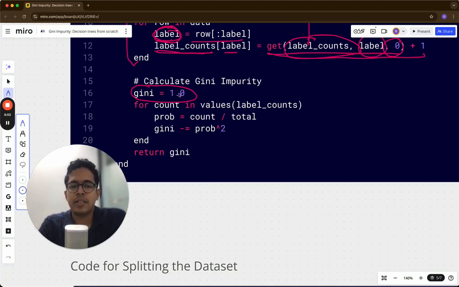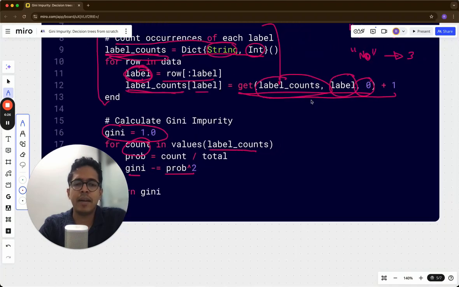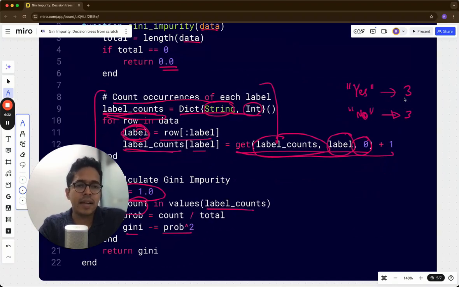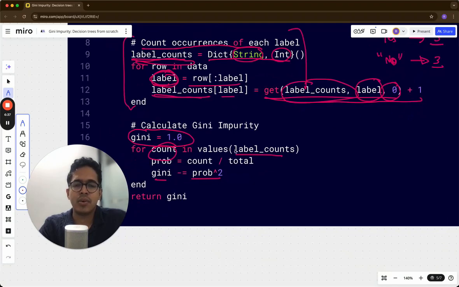And then Gini impurity is equal to 1 minus sigma pi square. So if the initial value is 1, then this will be 1 minus the probability square of whatever is the probability for that particular label. So the values in label counts mean the count will go through each value, because label counts is a dictionary and it has only 2 values. The first value is 3, and the second value is also 3. So the value of the count will be 3 in the first iteration, and in the second iteration also, the value of the count will be 3.